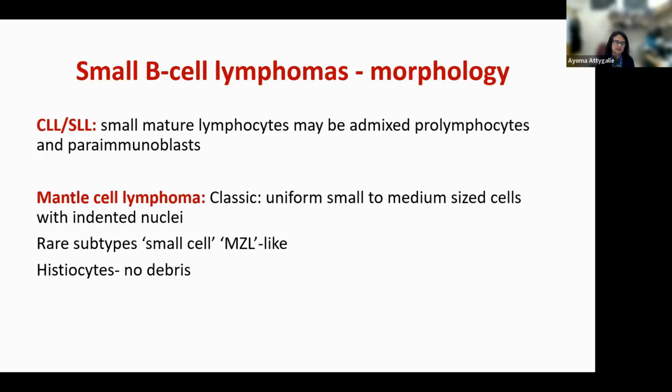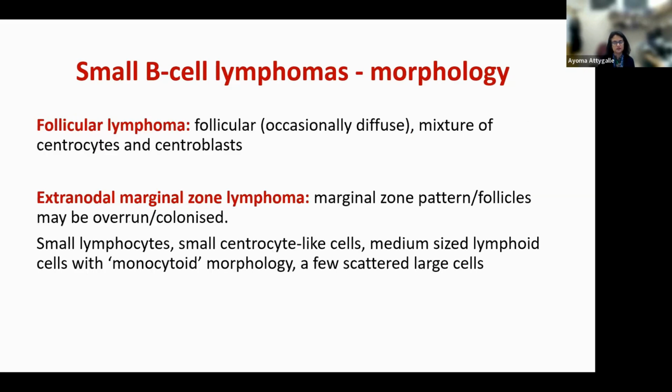Morphologically, CLL/SLL is composed of small mature lymphocytes, which may be mixed with prolymphocytes and paraimmunoblasts, but sometimes, in crushed biopsies and so on, this can be difficult to appreciate. Mantle cell lymphoma, we've discussed this. It's a uniform population of medium-sized cells with indented nuclei. Rare subtypes like small cell and marginal zone-like may occur, which can cause confusion, but it has histiocytes with no debris. The follicular lymphoma has follicular architecture. Occasionally it can be diffuse, and there's a mixture of centrocytes and centroblasts.